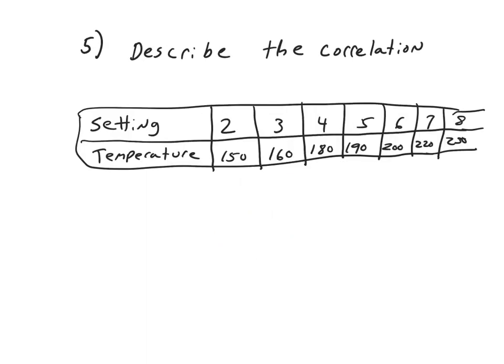On number 5, it's asking us to describe the correlation. So we have a setting and a temperature. Now correlation is where one depends on the other. And looking at the setting, it's constantly increasing. And then the temperature is also increasing. So this is called a positive correlation.